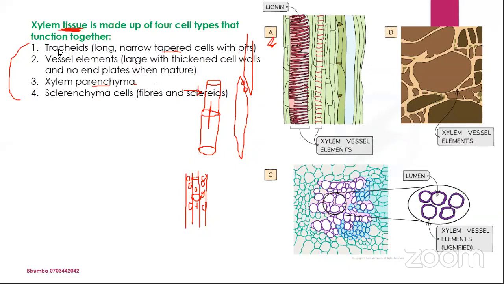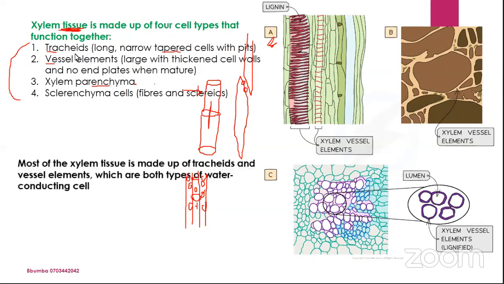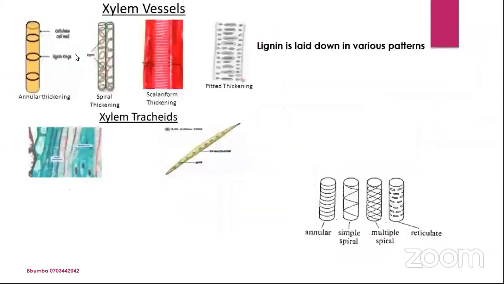So after knowing that we have tracheids and vessel elements, that can actually be an advantage, that we may even rush so that we don't waste time here, in case you covered it under histology. Now, most of the xylem tissue is made up of tracheids and vessel elements, which are both types of water conducting cells. So here I will make you aware of them, and I want to assume that some of you covered this under histology, so I will not waste time on it.